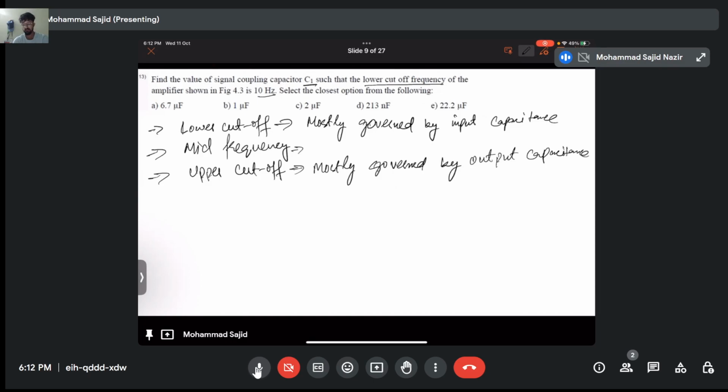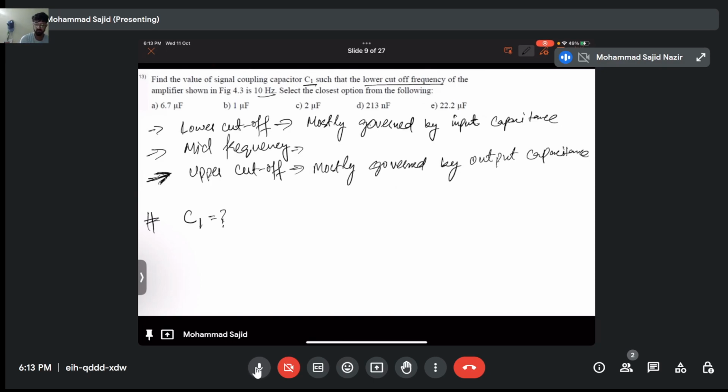Output capacitance, and there are some more capacitances in the circuit, which can determine the mid frequency and the upper cutoff frequencies. Sorry, the upper cutoff frequency may also depend on the other capacitances. If we encounter such questions, we will solve them and see if it depends on this capacitance or not. So for this question, we only need to calculate the lower cutoff frequency, and we have only one capacitor, C1, given to us. We need to worry only about that.